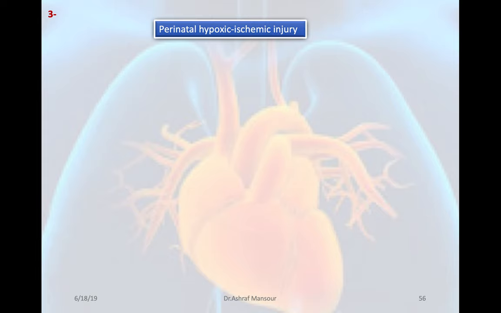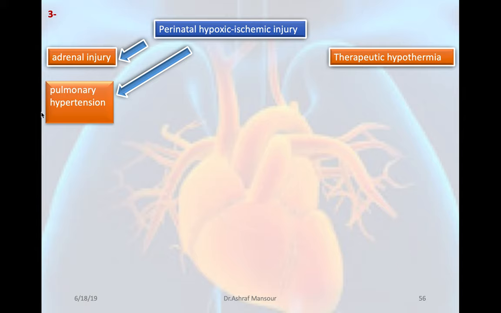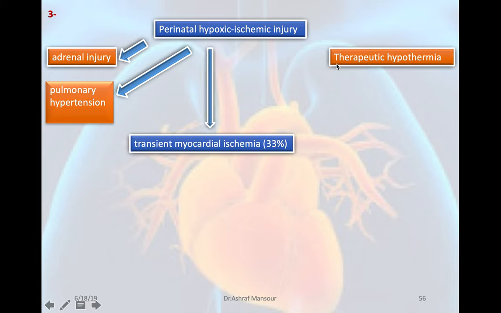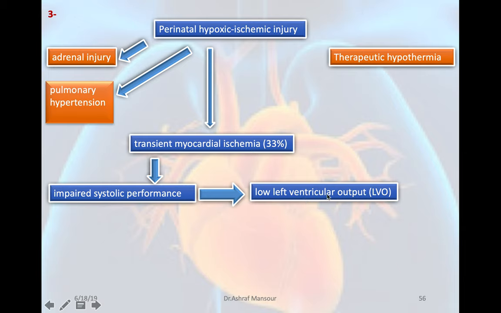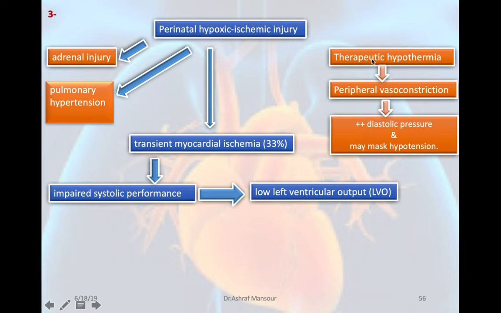What about the pathophysiology if we have perinatal hypoxia, HIE? In HIE, we have adrenal injury and pulmonary hypertension from the effect of the asphyxia. And in most units, we are initiating therapeutic hypothermia. And all three will cause transient myocardial ischemia in 30%. So the problem in perinatal hypoxia is that we have transient myocardial ischemia, and this will impair the systolic performance. Impairing the systolic performance will also increase the hypoxia and the ischemic effect, and low left ventricular output will result. This will be augmented by the effect of therapeutic hypothermia, by peripheral vasoconstriction and increased diastolic pressure, and may mask the hypotension.